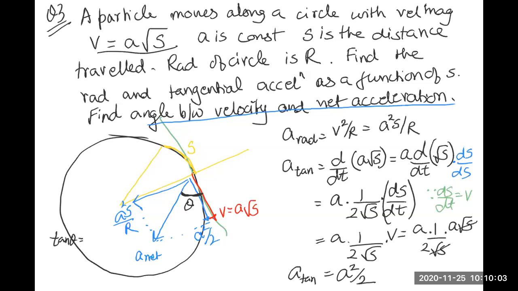Tan of theta will be equal to this axis, which is a radial, right? So tan theta is equal to a radial upon a tangential, which is equal to a square s by r upon a square by 2, which is equal to 2s by r. This is the angle between velocity and net acceleration.